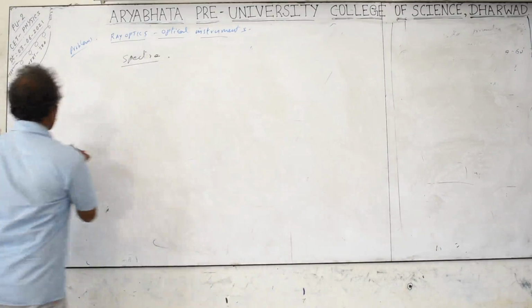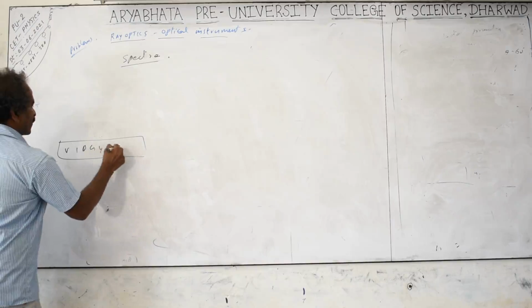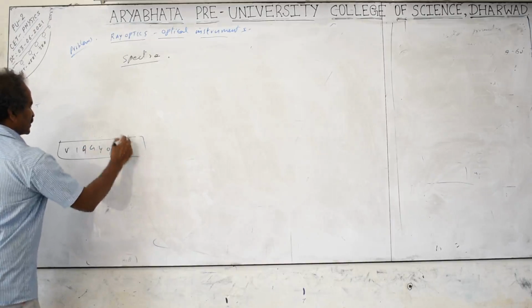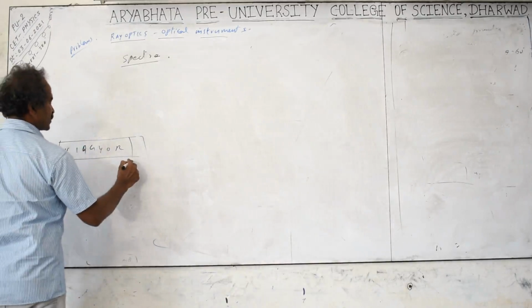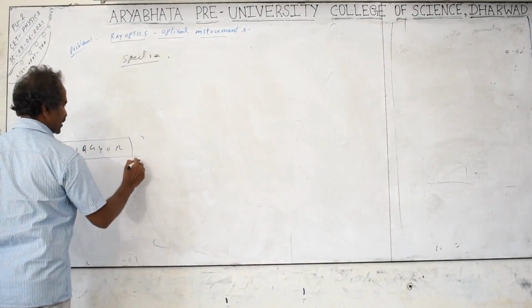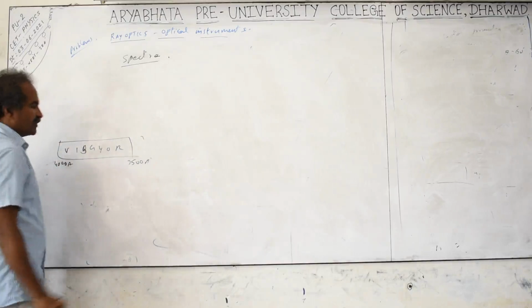In the visible light spectra, what you have is violet to red, VIBGYOR. VIBGYOR starts from 4000 angstrom units to 7500, or approximately 8000 angstroms for the red. On average we take yellowish green for the total wavelengths.